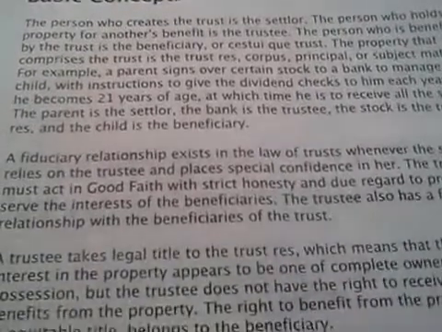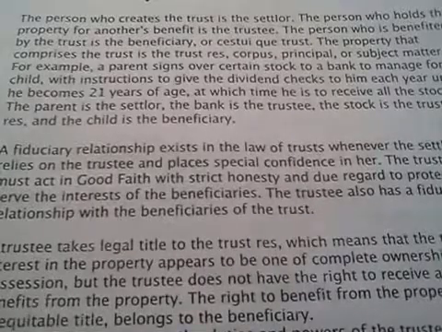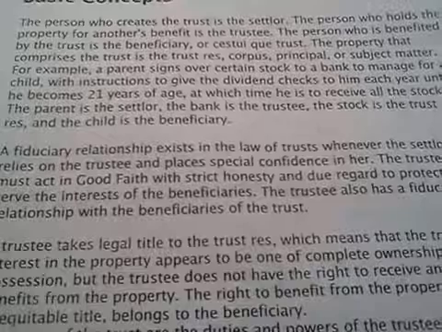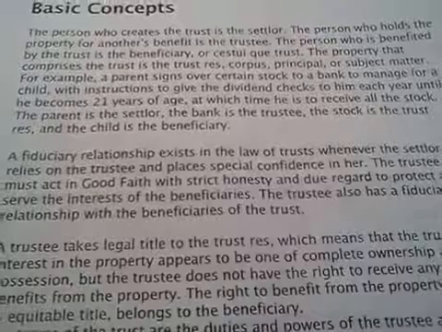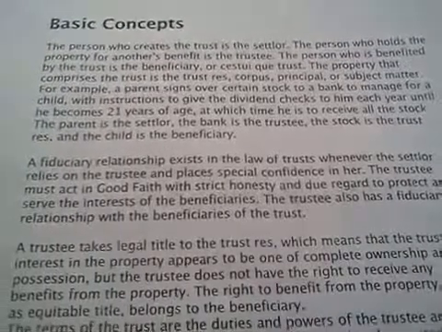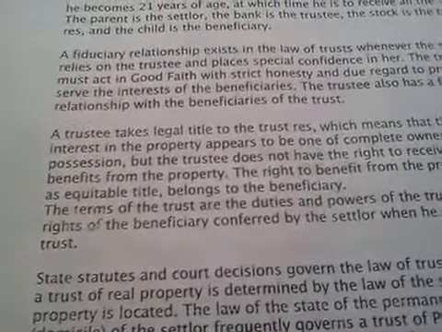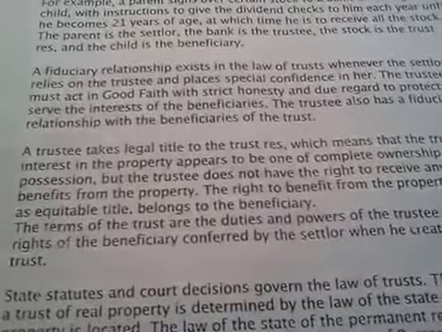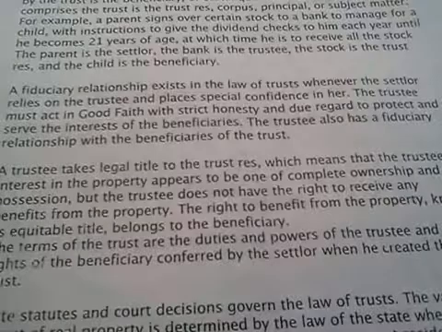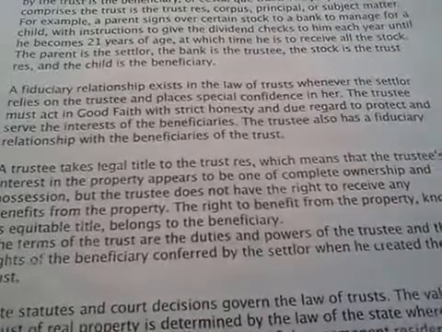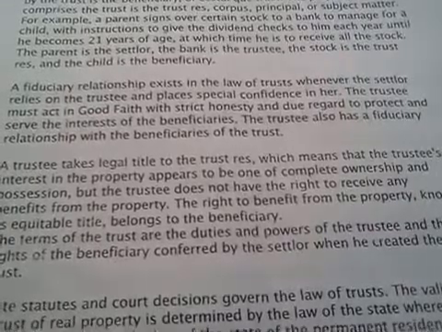The fiduciary relationships exist in the law of trust whenever the settlor relies on the trustee and places special confidence in her. The trustee must act in good faith with strict honesty and due regard to protect and serve the interests of the beneficiaries. The trustee also has a fiduciary relationship with the beneficiaries of the trust. The trustee takes legal title to the trust res, which means that the trustee's interest in the property appears to be one of complete ownership and possession, but the trustee does not have the right to receive any benefits from the property. The right of the benefit from the property, known as equitable title, belongs to the beneficiary.